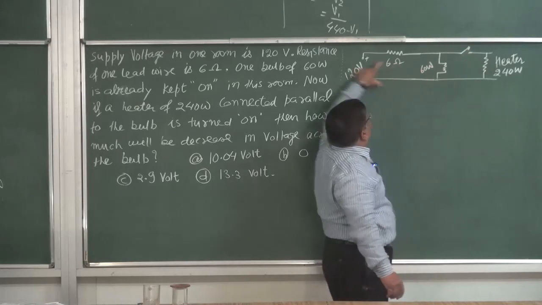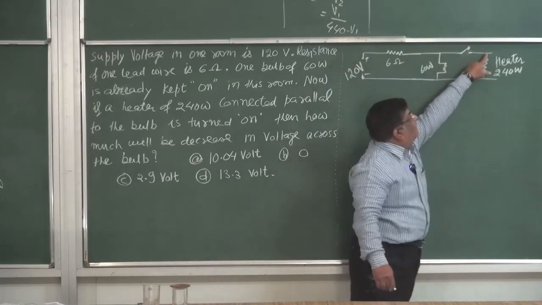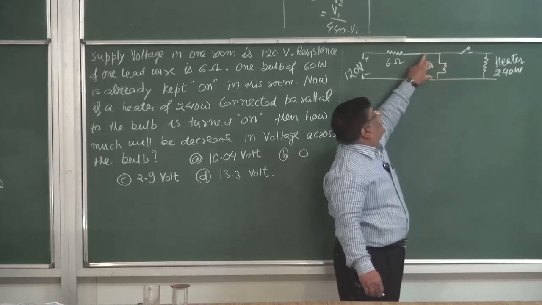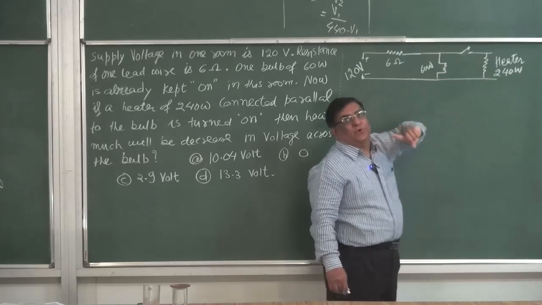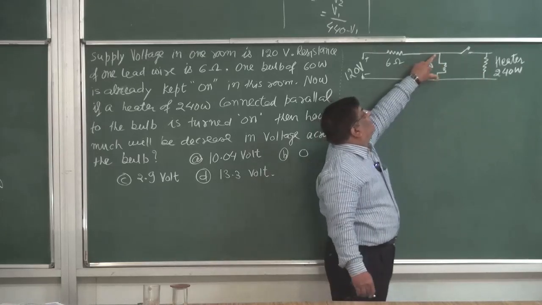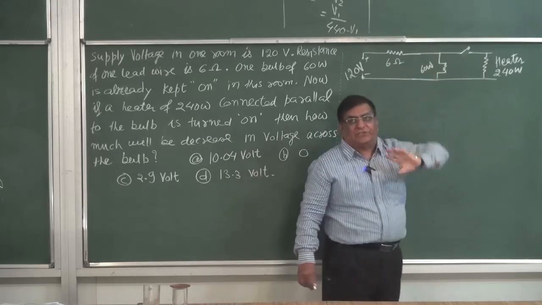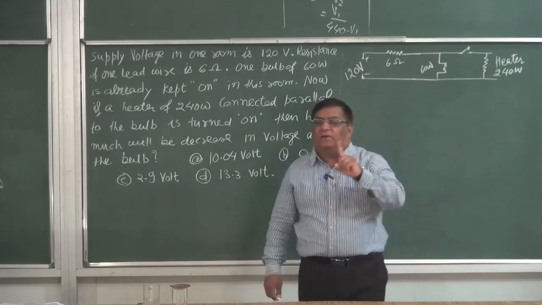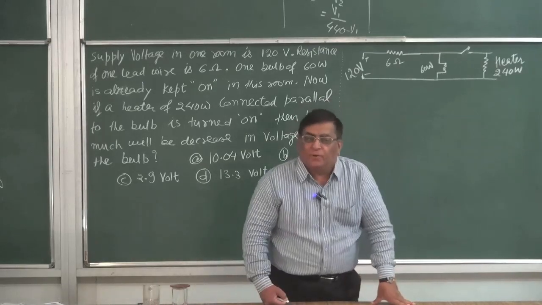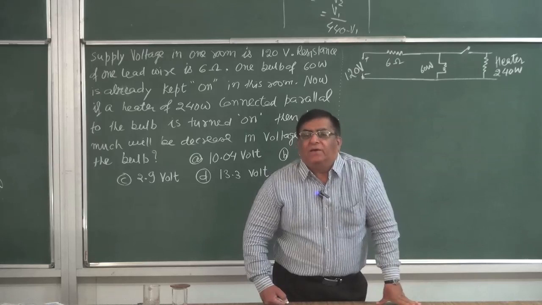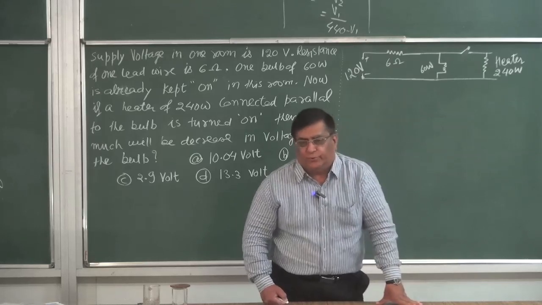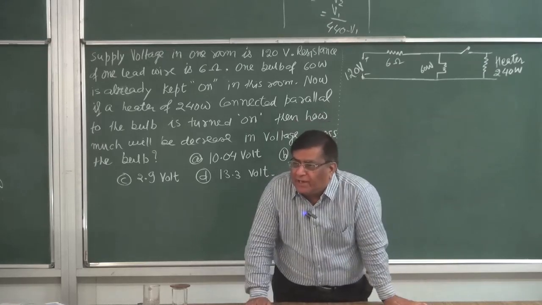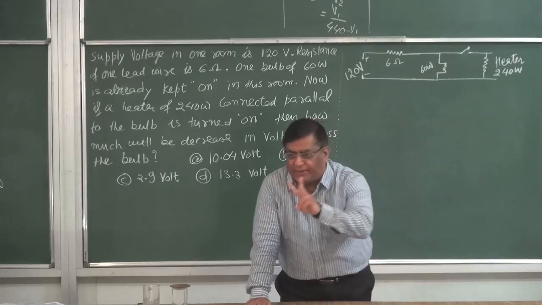स्विच ऑन करने से ये करंट यहां भी जाती है, यहां भी जाती है, दोनों में जाती है. तो क्या इसकी वोल्टेज सेम रहेगी या गिर जाएगी? We will find out. पर आप याद रखिए, ये वोल्टेज ड्रॉप हो जाएगी. ओके. इन्होंने यही पूछा है कि ये ड्रॉप होगी, कितनी ड्रॉप होगी. तो हमको ड्रॉप निकालने के लिए दो वोल्टेज निकालनी पड़ेगी.